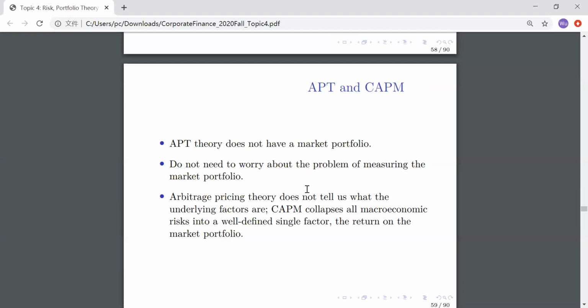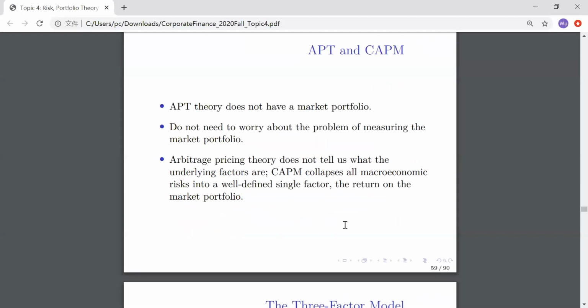For example, you can regress. You can include as many macroeconomic factors as you want, and see which ones affect individual returns more. Then you can figure out what the underlying factors are to be included in the APT theory. On the other hand, the CAPM model collapses all the risk into a single factor, the return on the market portfolio. So that is the difference.